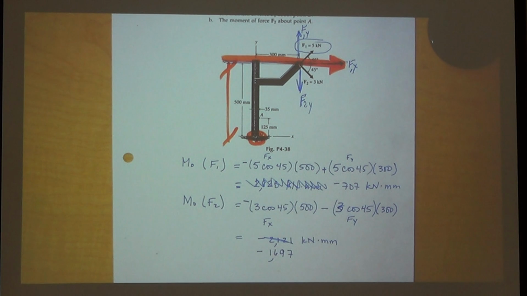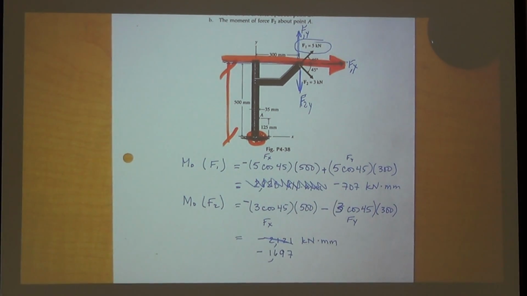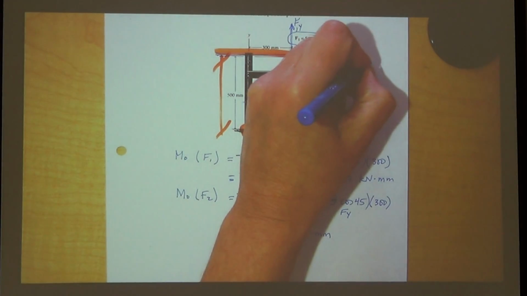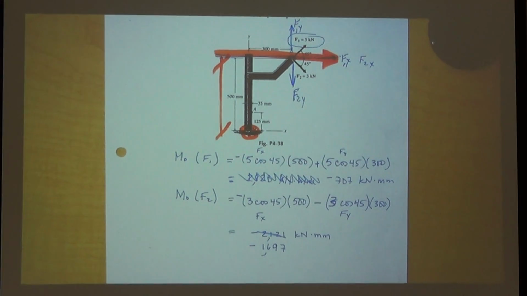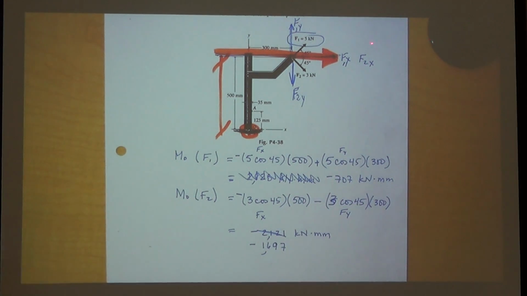Okay, let's go to the next one, JJ. So now we have F2, but again, we didn't feel like figuring out the perpendicular distance. We broke this force into components. Here's F2y, and where's F2x? Well, this is F2, the direction of F2x as well. So we have F2x in the orange. What's the perpendicular distance, JJ, to point O? 500. 500. Is it positive or negative? Negative. Negative. The force is in the x, the distance is in the y, the moment is about z.